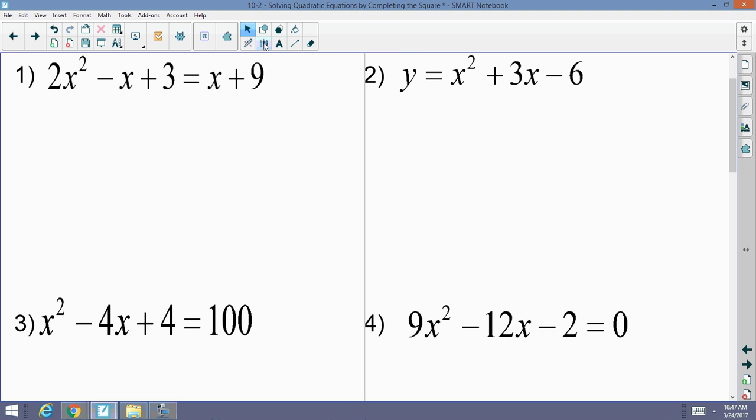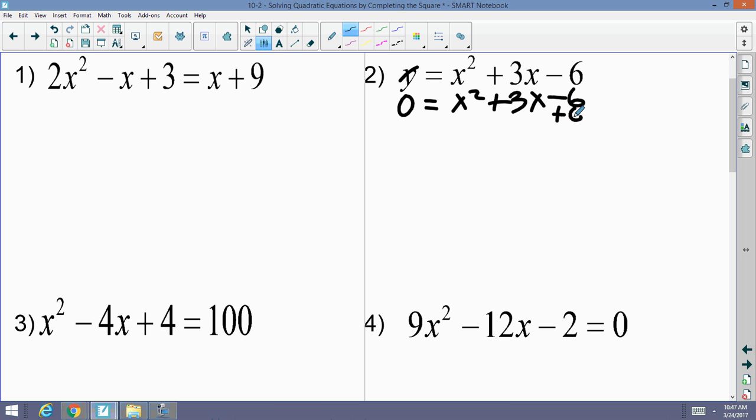Alrighty then. Let's continue. I got y equals x squared plus 3x minus 6. I want to solve this. So that means, first of all, I got to make that a 0. That's 0. And then this is going to be x squared plus 3x minus 6. Let's get the x squared and the x alone. So I'm going to add 6 to both sides. So I have 6 equals x squared plus 3x.